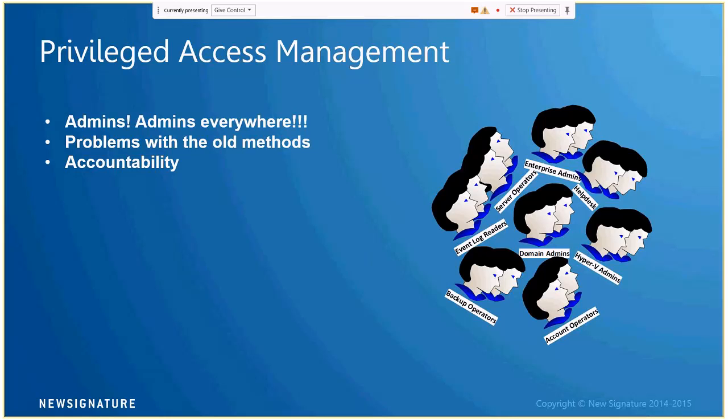Secondly, when users have elevated permissions 24/7, the impact of a compromised account could be disastrous. If an attacker or even a disgruntled employee manages to obtain an administrative level account, the result could be loss of sensitive data, extended downtime, and even loss of revenue.